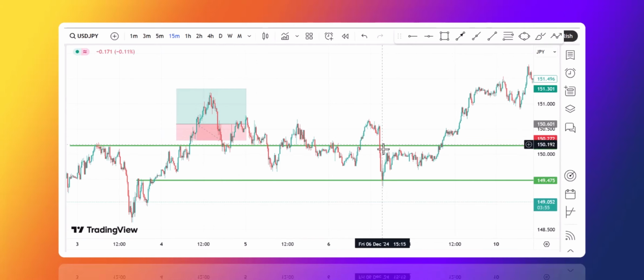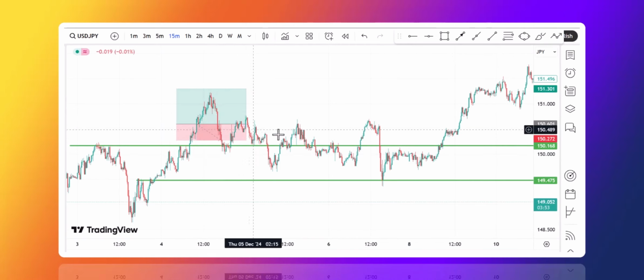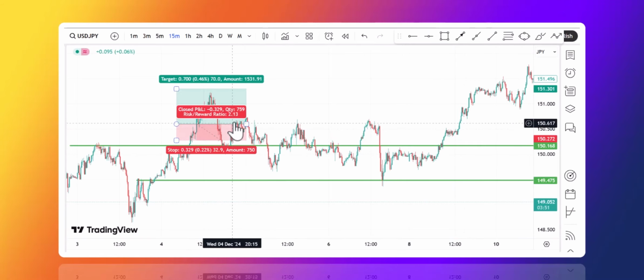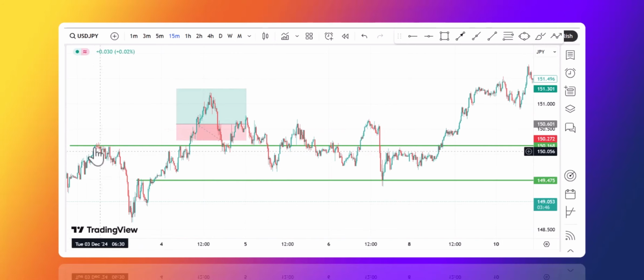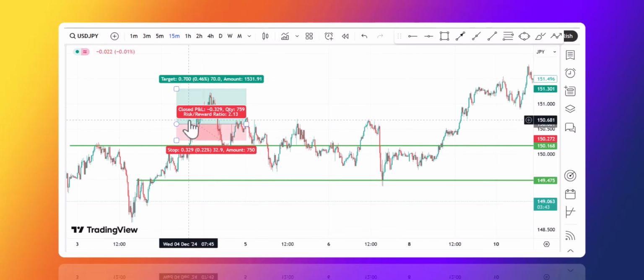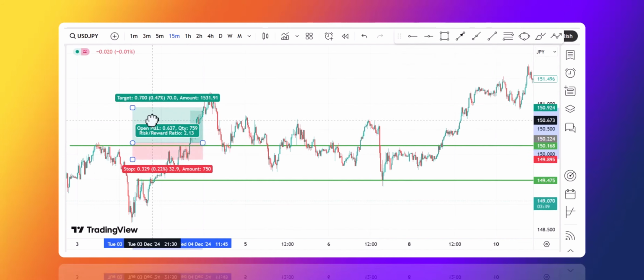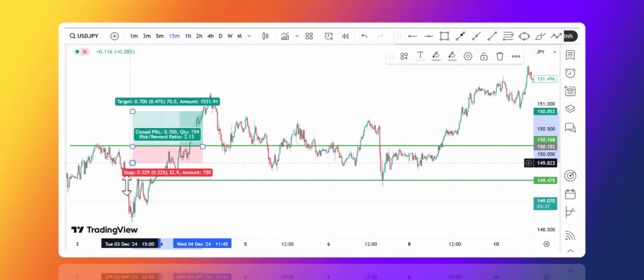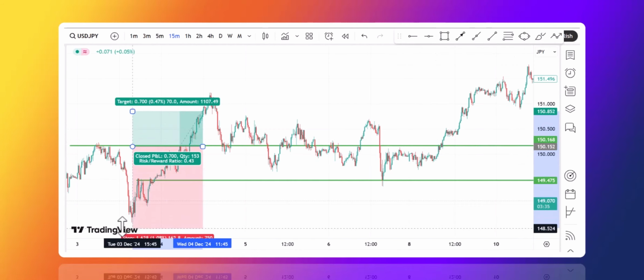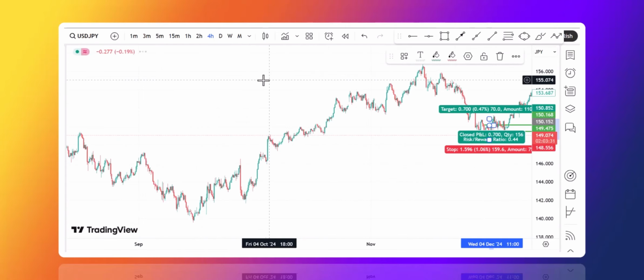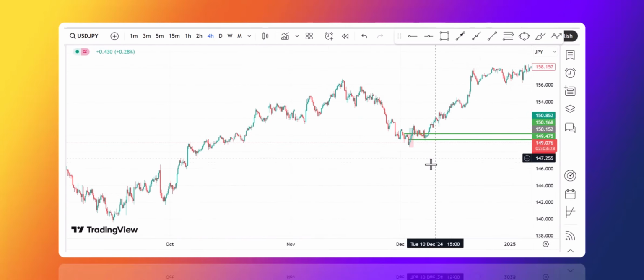We want the market to come back to retest this structure, and it happened several times. If you are to pick the break of structure here for your entry, you should know that your stop loss will be below the last lower structure here. So your stop loss will be below here, and your target should be on the 4-hour time frame.